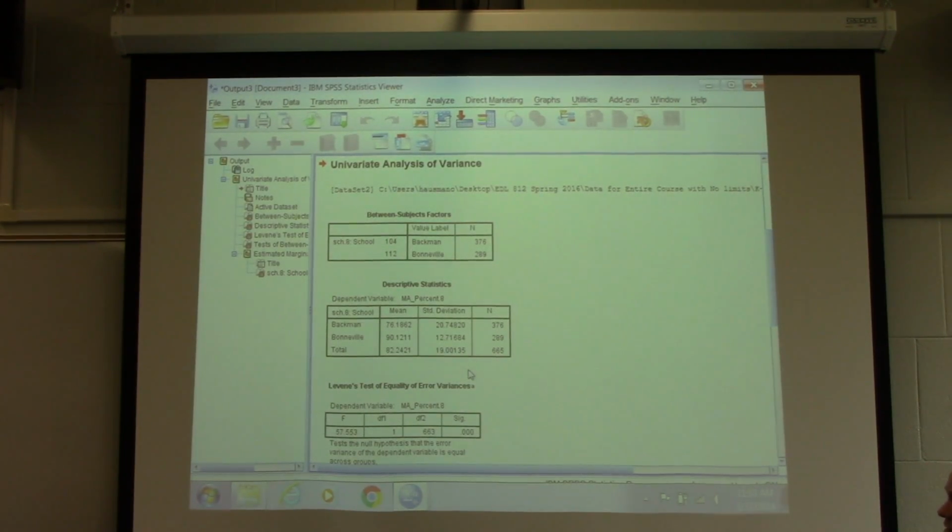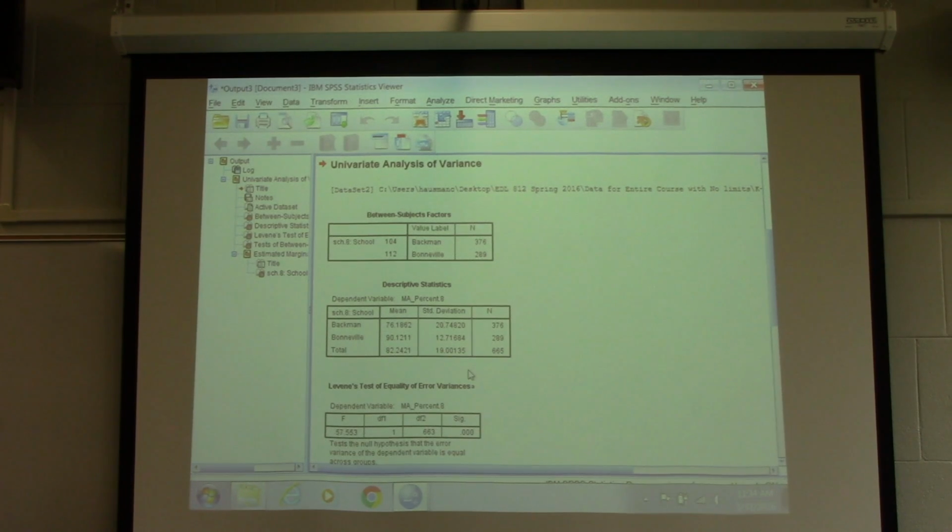And I think this will tell us a lot more about the power of an ANCOVA and the importance of it. First of all, I had 376 students at Backman, 289 at Bonneville. Backman, remember, is a very low income school. On average, its students got 76% correct on the Math 8 test in one year, and Bonneville students averaged 90% correct. So there's a 14% correct difference in students.